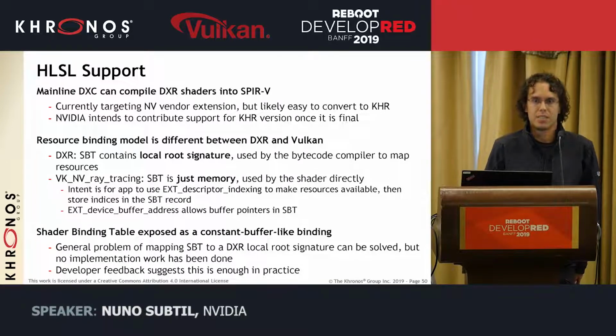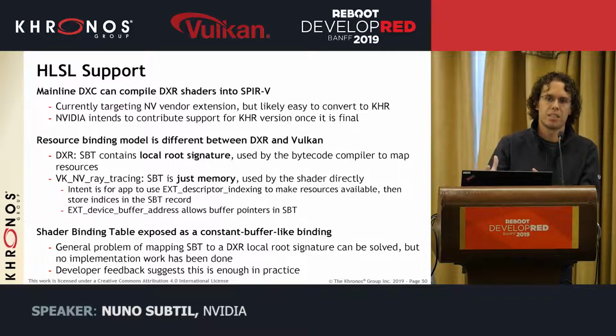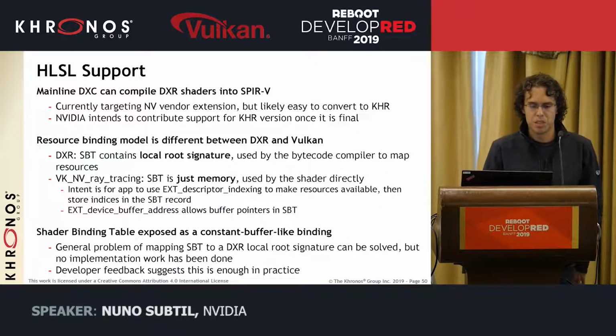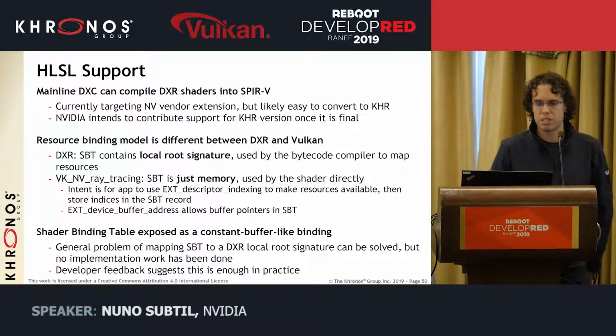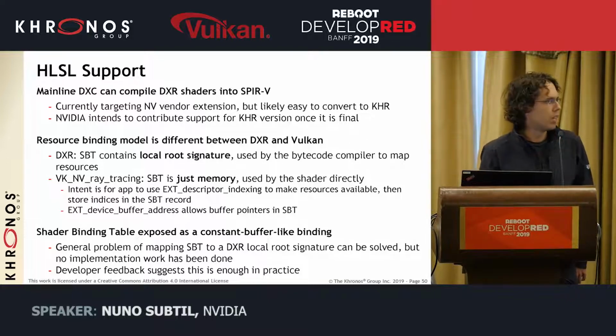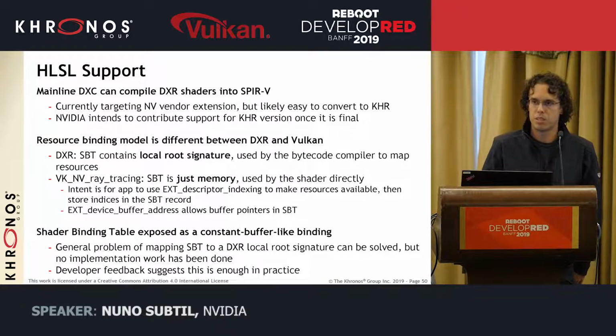So in practice, what we've done so far for HLSL support is expose the SBT as a constant buffer. In your hit shaders, the SBT record will show up as a constant buffer-like binding. And this seems to be enough to, in practice, solve the problem of resource binding for ray tracing shaders. So this is the approach we're going with. If there's enough feedback, if there's enough of a need for something more complicated or more useful in terms of emulating the local root signature, we can certainly consider that, but based on developer experience, this seems to be the way to go anyway.